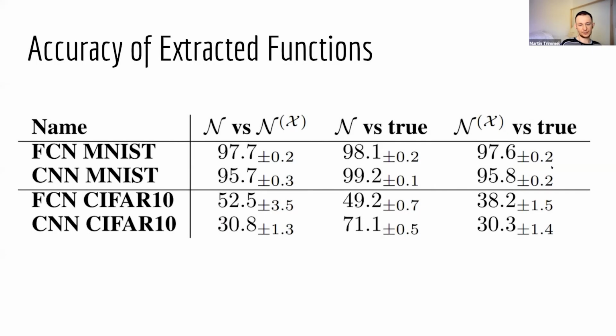So now I'm talking about the accuracy of these extracted functions and comparing them to the original network and the true label. As predicted by our theorem, the maximum of the extracted function agrees with the maximum of the original network on all training points for each of our networks. In particular, the network and the extracted function assign the same label to each training data point.